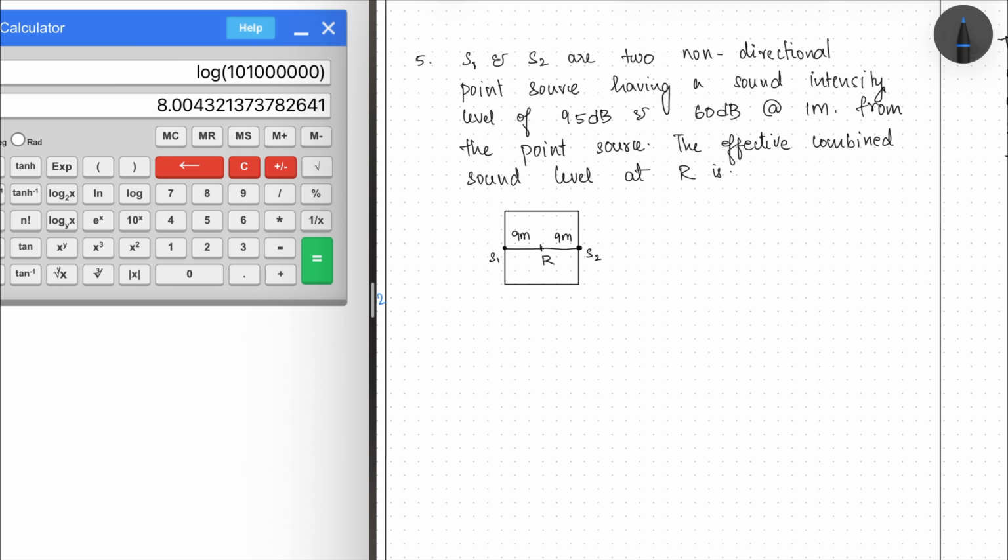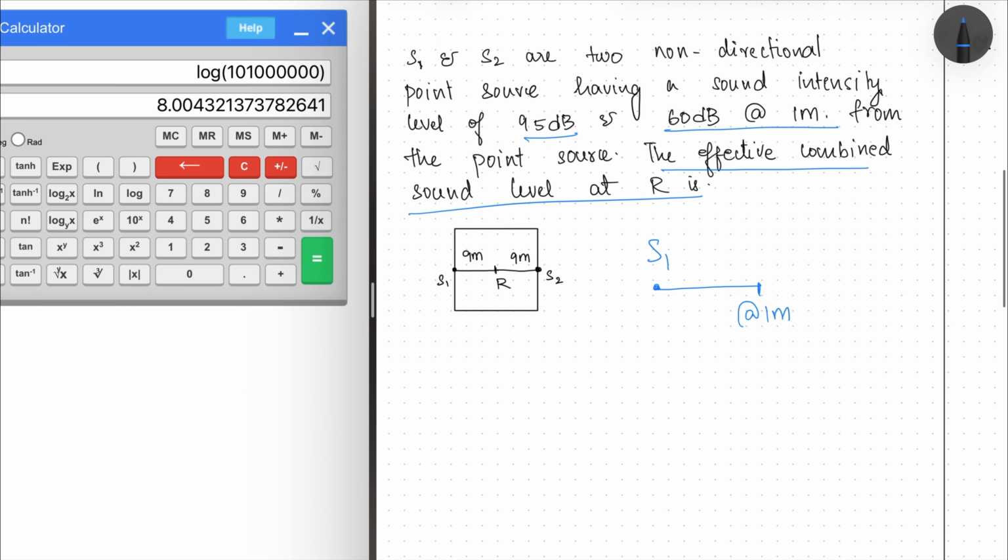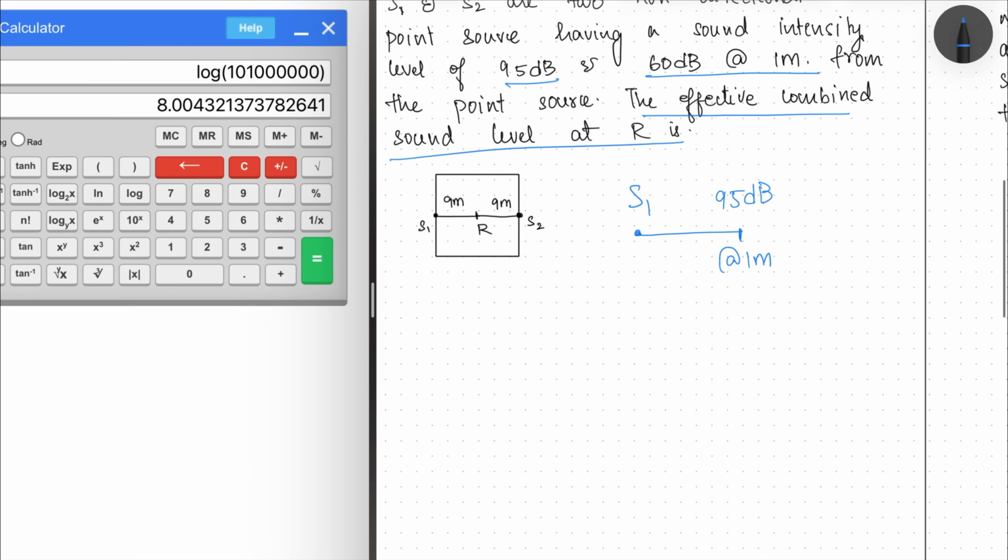S1 and S2 are two non-directional point sources having a sound intensity of 95 decibel and 60 decibel at 1 meter from the point source. The effective combined sound level at R is? Okay, so what they are saying is, this is S1 and this is your point. At 1 meter your S1 produces a sound of 95 decibel. Let's consider the situations and then we'll talk about the solution.